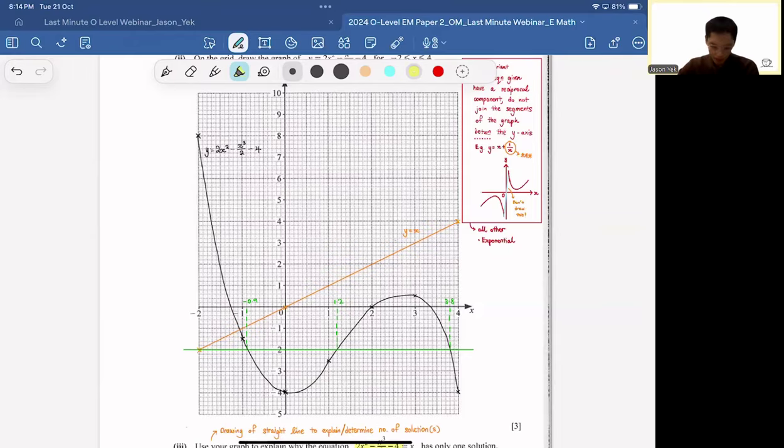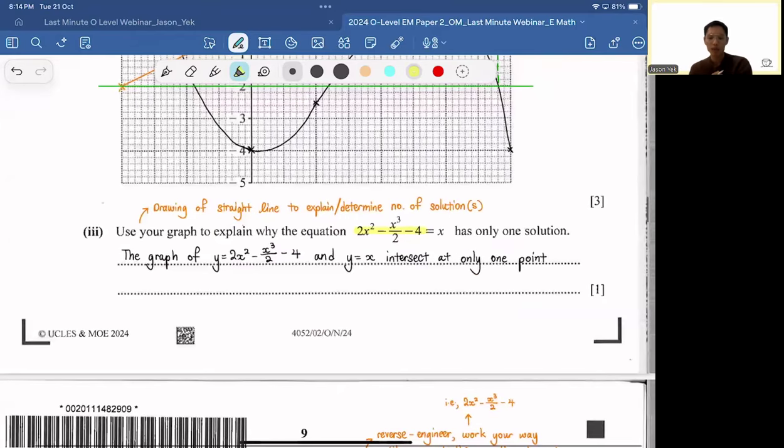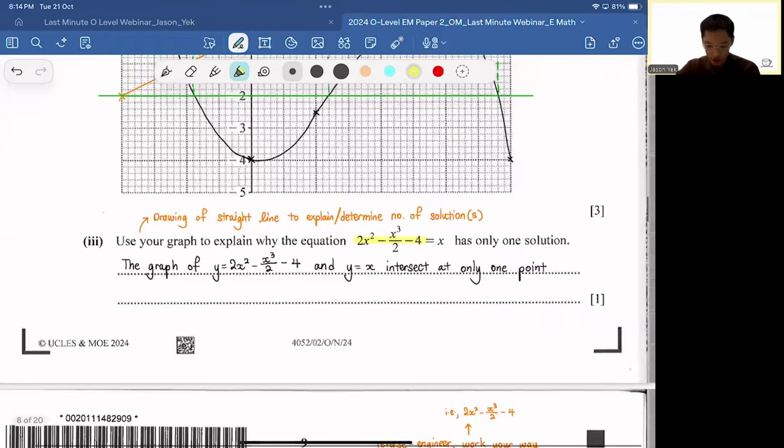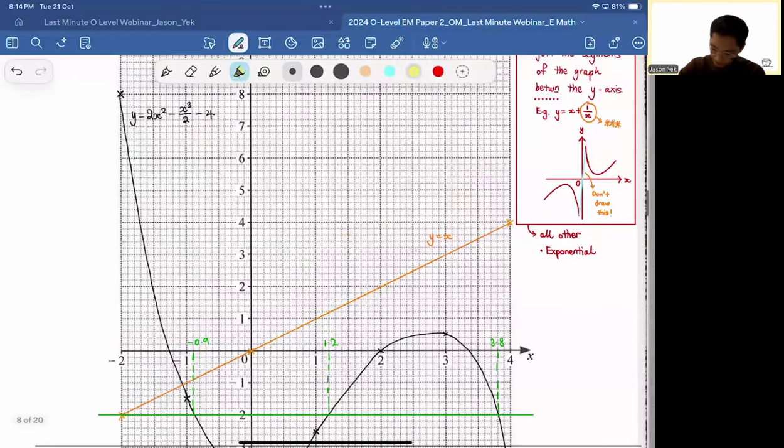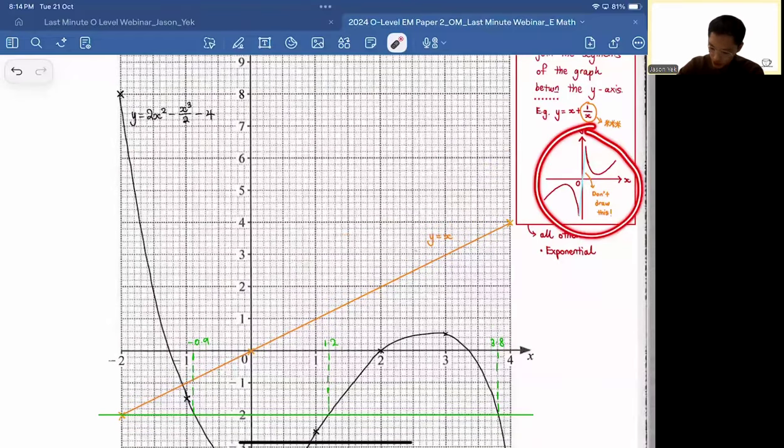Okay, now, back to the context here. Use your graph to explain why the equation has only one solution, moving away from the x-axis. You mean this one? Yeah, this one is moving away here and here. That's what I mean. It goes very, very high and very, very low. Okay, let me just see. Give me a moment.